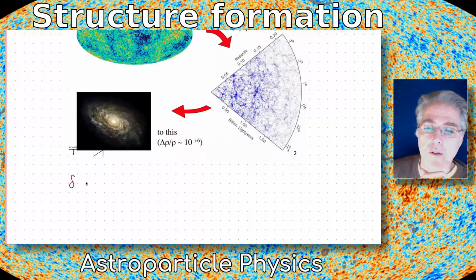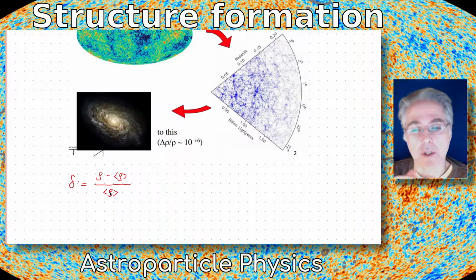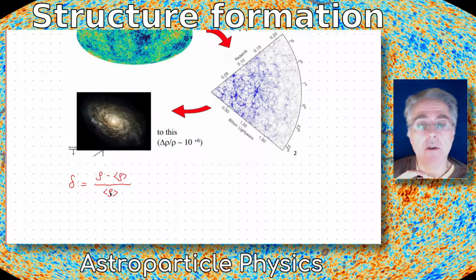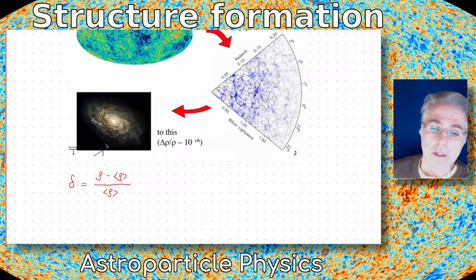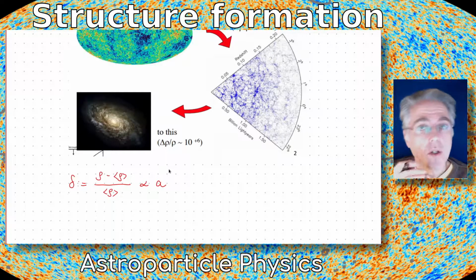So let's call delta the difference of the actual value of density with respect to the average density, divided by the average density. That's a value which is smaller than 0 for underdense regions and larger than 0 for overdense regions. And this delta scales with the scale factor a. So while the universe expands, there's a growing mode in the solution, where the density contrast increases linearly with the scale factor.